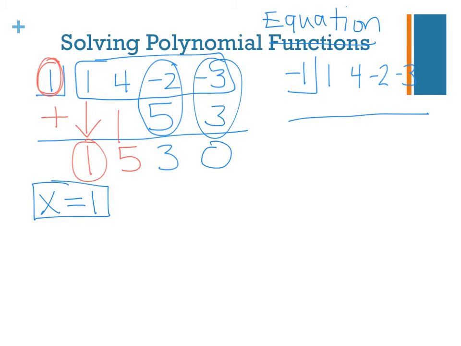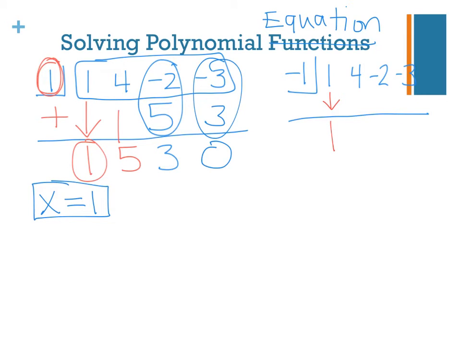And I'm going to go ahead and see if we have more solutions, because remember at the very beginning we decided that the cubic function, since it was a degree 3 polynomial, could have up to 3 zeros. So I'm going to go ahead and look to see if there's any more zeros for this polynomial function.